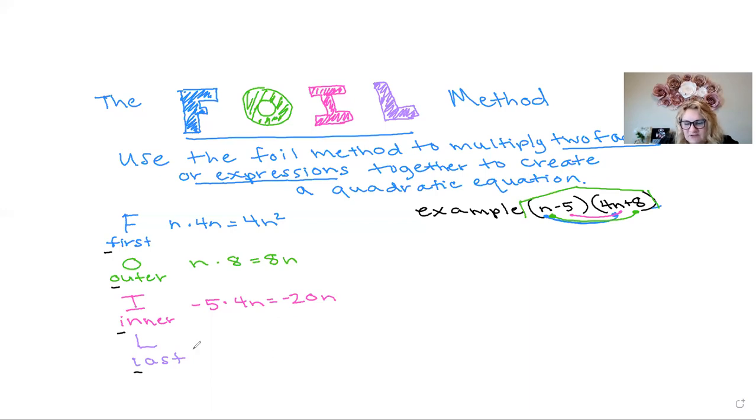And last, you are going to multiply the last terms in each expression. So -5 times 8. And that will give you -40.